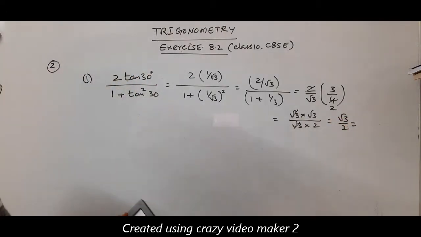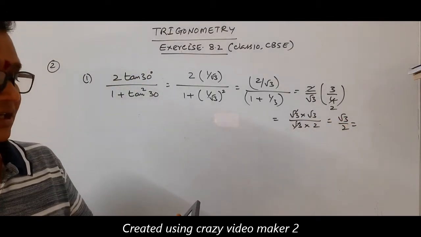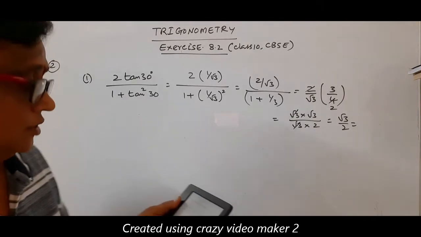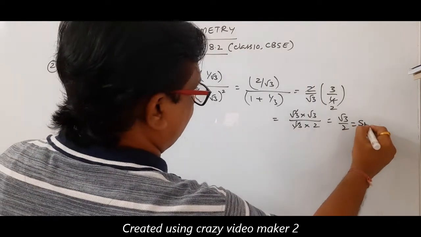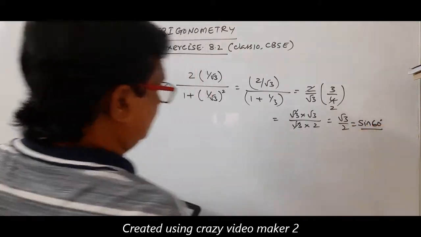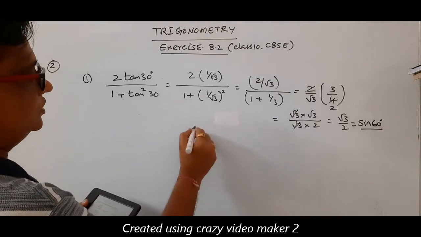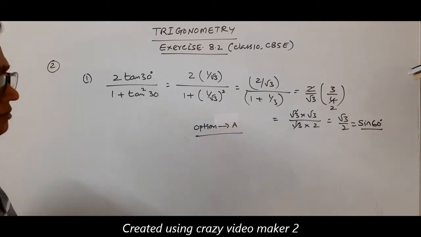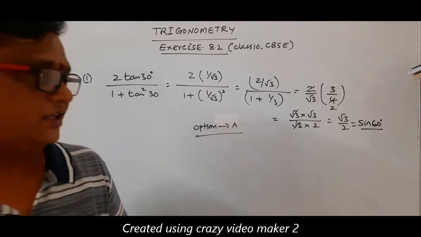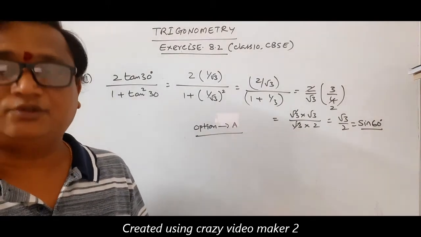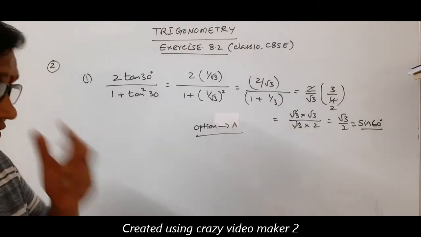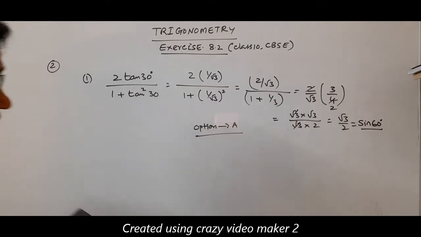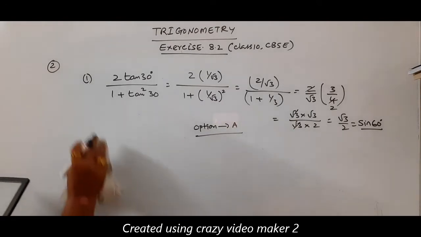Check these answers in options: sin 60, cos 60, tan 60 and sin 30. So sin 60 answer is root 3 by 2. So option is A, because root 3 by 2 is only for sin 60. Cos 60 means 1 by 2 and tan 60 means root 3. Sorry, root 3, and sin 30 is 1 by 2. Next question.